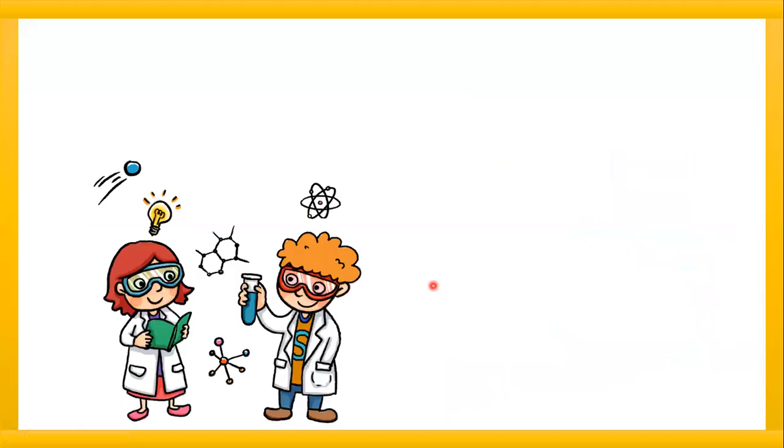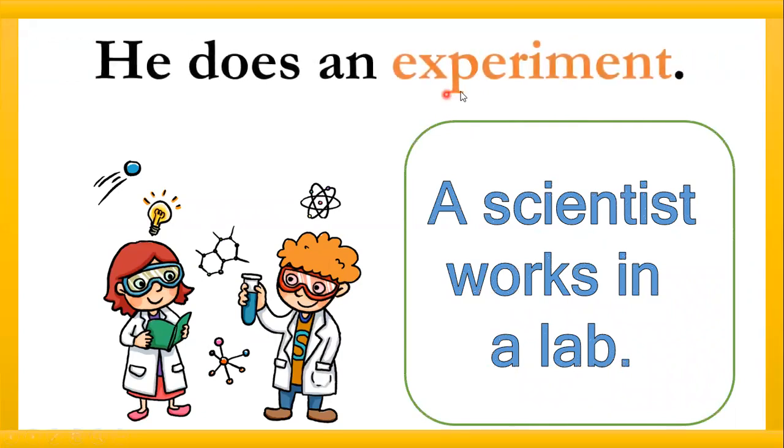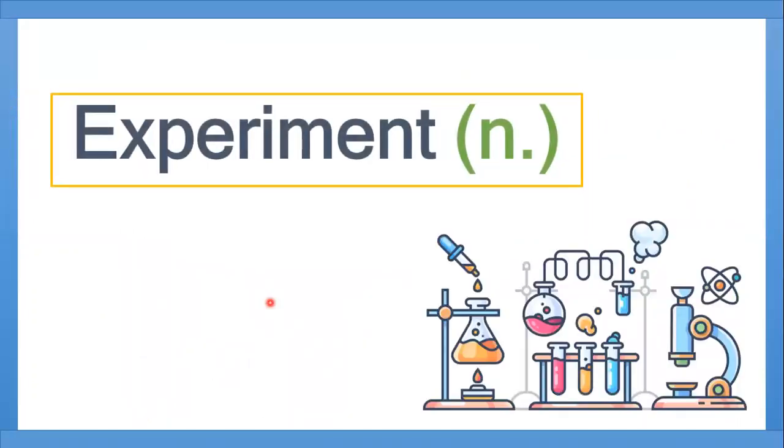Next, we have the second word, experiment. The scientist works in a lab and he does experiments. He does experiments to discover something new, to find a cure for something, and so on. So this is the experiment. And of course, in his experiment, he used chemicals. He adds chemicals to each other in order to make something new. So, experiment.